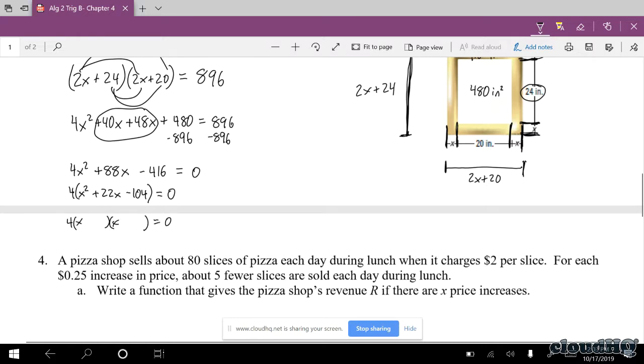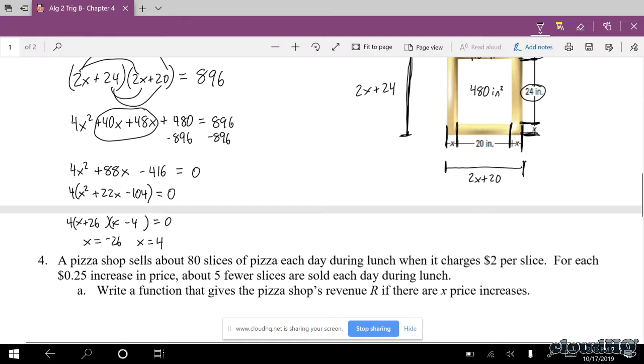I'm looking for 2 numbers that multiply to negative 104 that add to 22. Looks like a 26 and a 4. Positive 26, minus 4, they add to 22. They multiply to negative 104. So now when you set each factor equal to 0 and solve, you see that x equals negative 26 and x equals positive 4.